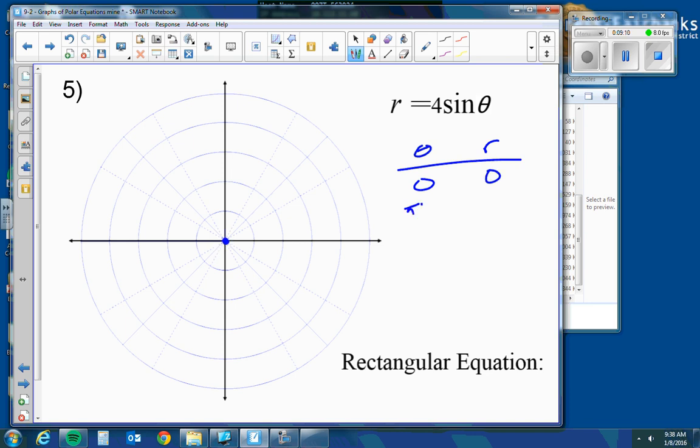I want to skip over pi over 2 for now. No, actually no. Skip over pi over 4, I meant. And we're going to do pi over 2. What is sine of pi over 2? 1. And so the radius is 4 there. 4 times 1 is 4, which is the biggest distance from the pole. And then 3 pi over 4 we'll skip over as well. Pi, what's sine of pi? 0 again. Actually, this thing's going to be a circle. We just finished the whole circle already.